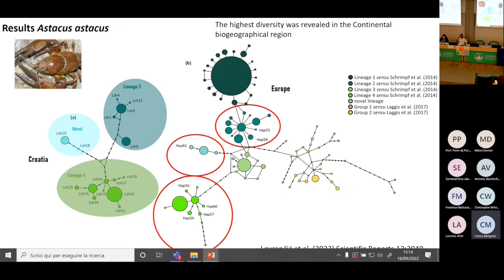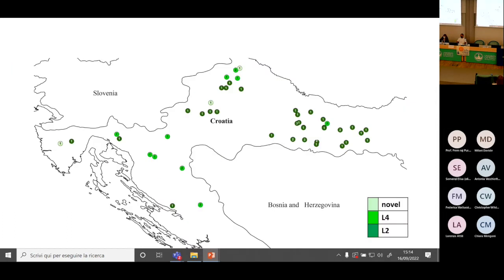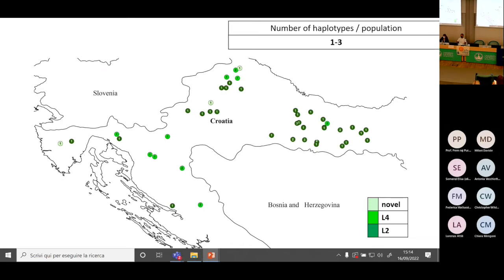The highest diversity for this species was revealed in the continental biogeographical region, and the number of haplotypes per population per lineage is again shown in this slide, and it ranged from 1 to 3 per population.